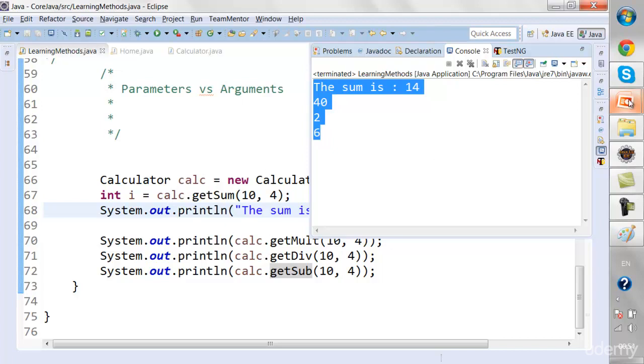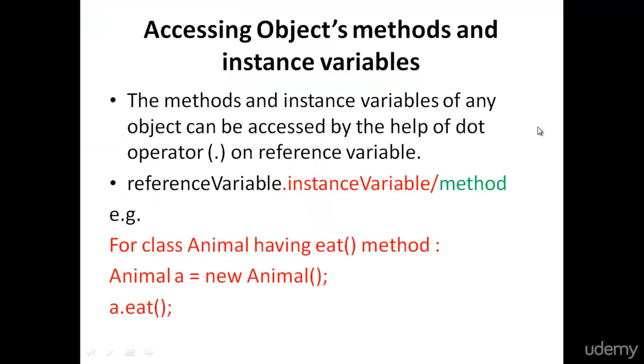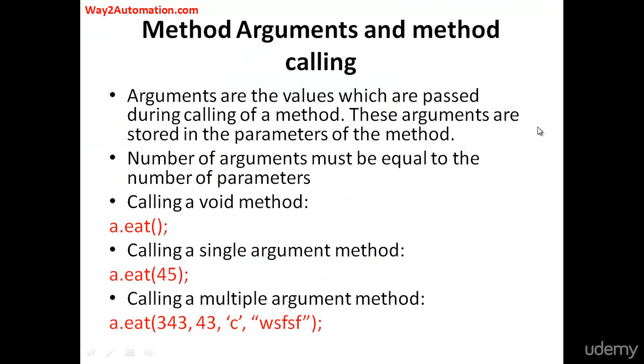So whatever we have seen so far is method arguments and method calling. Arguments are the values which are passed during calling of a method. These arguments are stored in parameters of the method, right? So while we create a method, what we give are not arguments, those are basically the parameters. The number of arguments must be equal to the number of parameters that we have provided to a method, right?